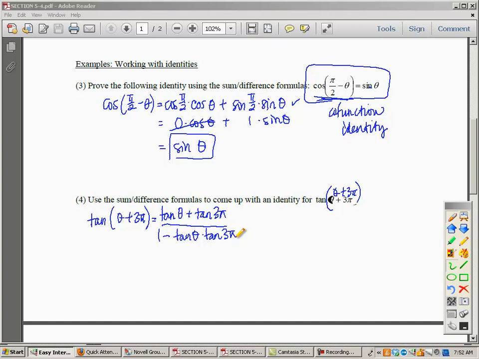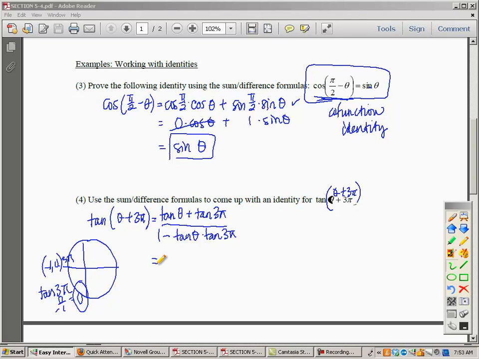Okay, now let's talk about 3 pi. As I look at my circle, here's 1 pi, 2 pi, here's 3 pi. And this coordinate point is (-1, 0). So what is the tangent at 3 pi? The tangent at 3 pi is sine over cosine. 0 over negative 1 then is 0.